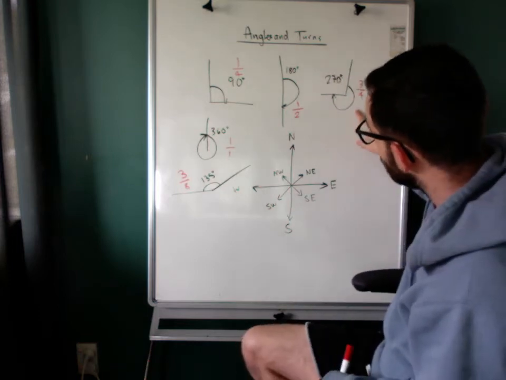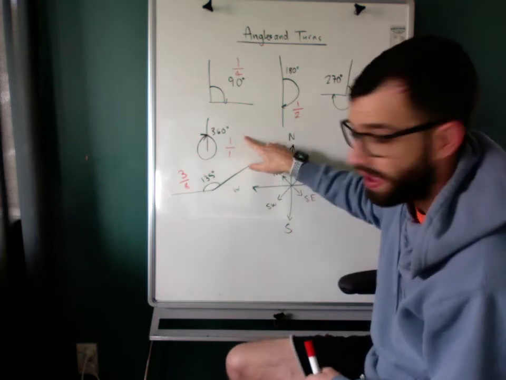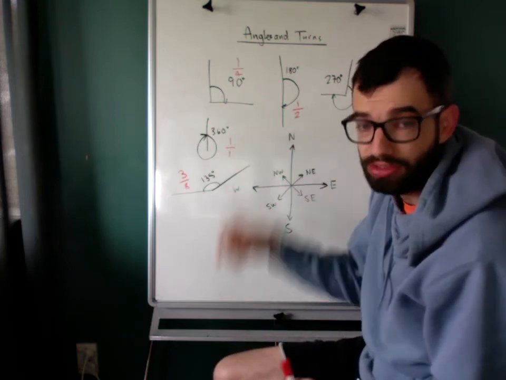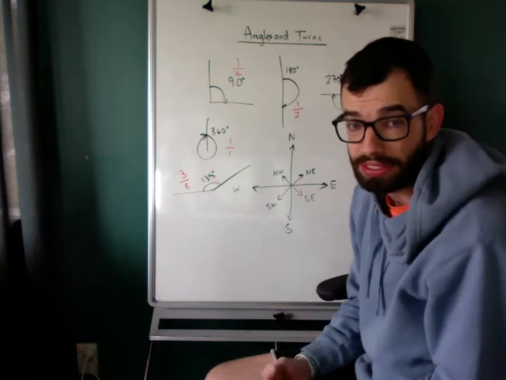Next is 270 degrees. Okay, that is 3/4 of a full rotation. And we have 360 degrees. Okay, 360 degrees is a full rotation. So we turned around and we ended up back where we started.